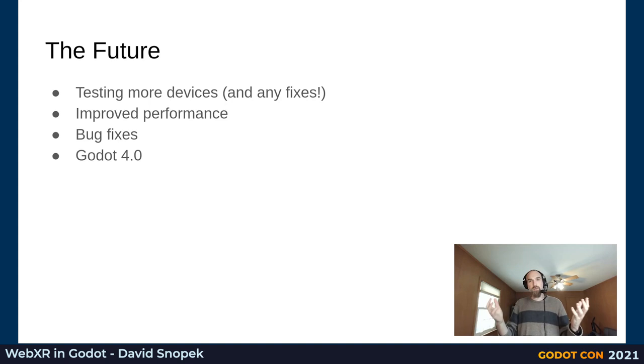Godot 4.0, the big one. So as you probably know, the biggest change in Godot 4 is that the renderer was rewritten to use Vulkan rather than OpenGL. And WebXR depends on WebGL, which depends on OpenGL. So as of right now, the WebGL support has been completely removed from Godot 4.0, with the idea that once the renderer is stable, it's going to be added back as an alternate renderer. So you could have the main Vulkan renderer or this alternate OpenGL renderer. And work to do that is ongoing.